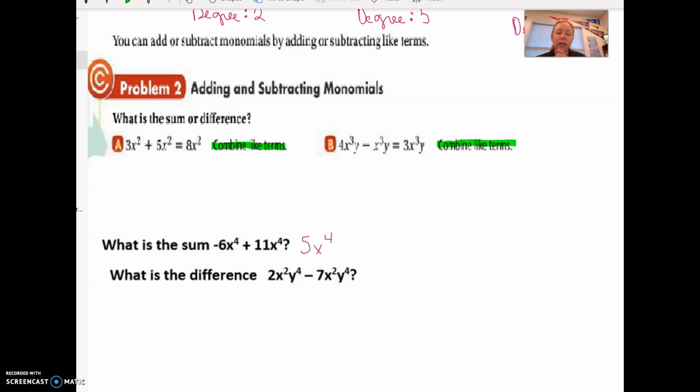The next one, we're finding the difference, so we subtract, and we get -5x squared y to the fourth. So just combining those like terms, not having to do anything with the exponents at this point.